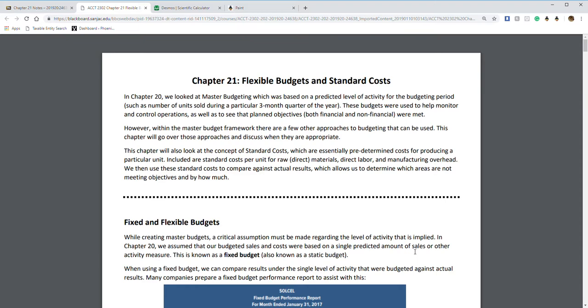And this chapter also will look into what is known as standard costs. Something that we've predetermined costs of producing a particular unit and seeing how that compares against the actual. So, a lot of fun stuff. This chapter is going to be a tad bit long, but gives you a lot of valuable information of how these internal managers figure things out.